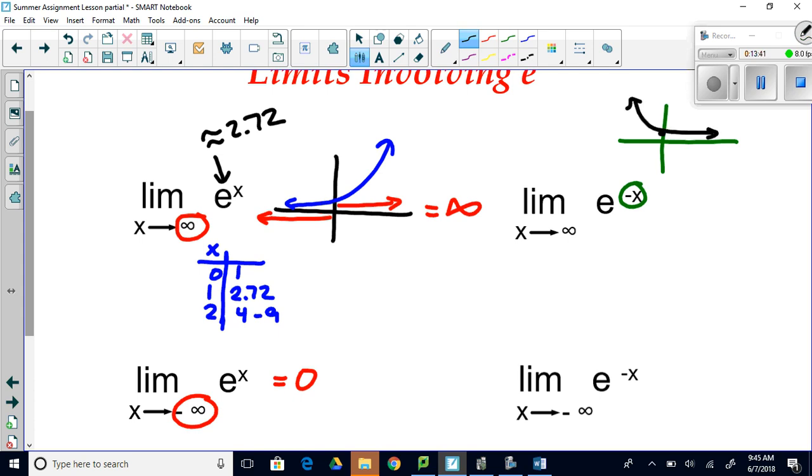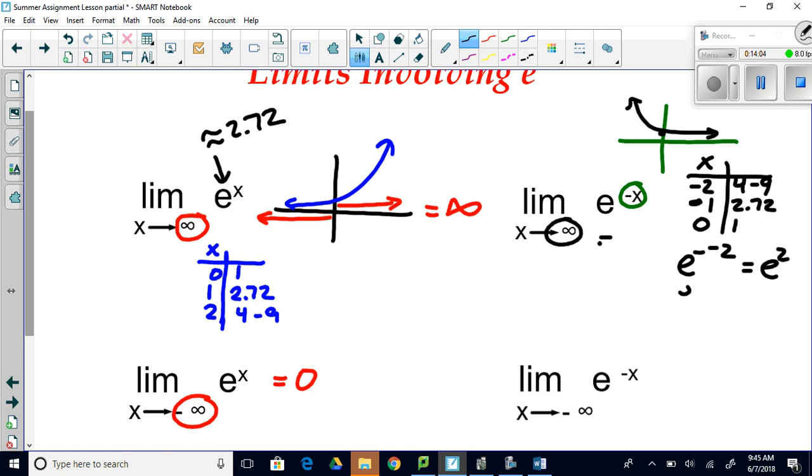If you didn't know that, you can plug in some values. Like we know if x is -2, then it's really e to the -2, or e squared, which we said was 4 to 9 in that other problem. E to the -1 would be 2.72, e to the 0 would be 1. So that's how you can do a quick sketch of that. As x goes to infinity, the y value is getting close to 0, and as x goes to negative infinity, the y value is going up forever, so we say infinity.